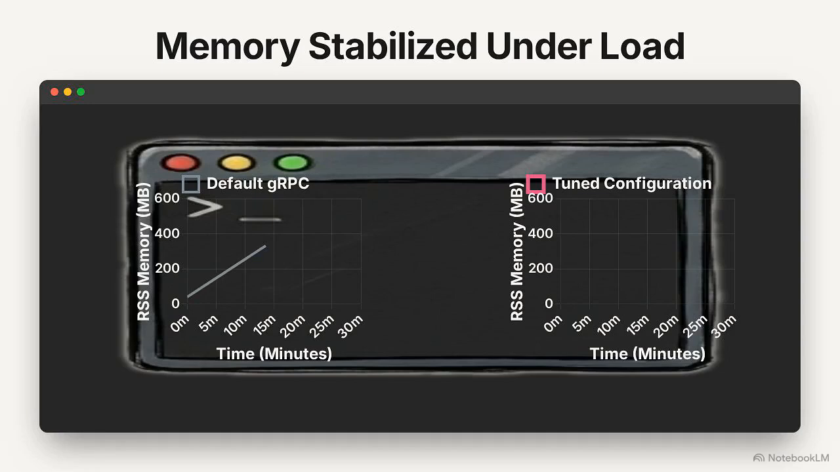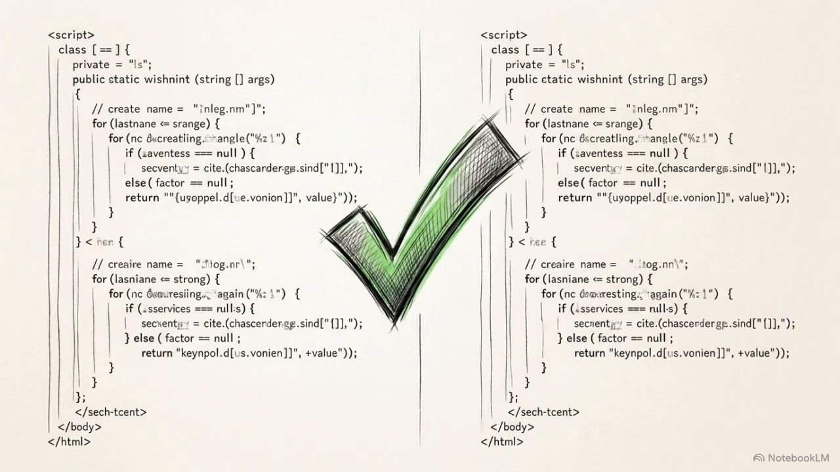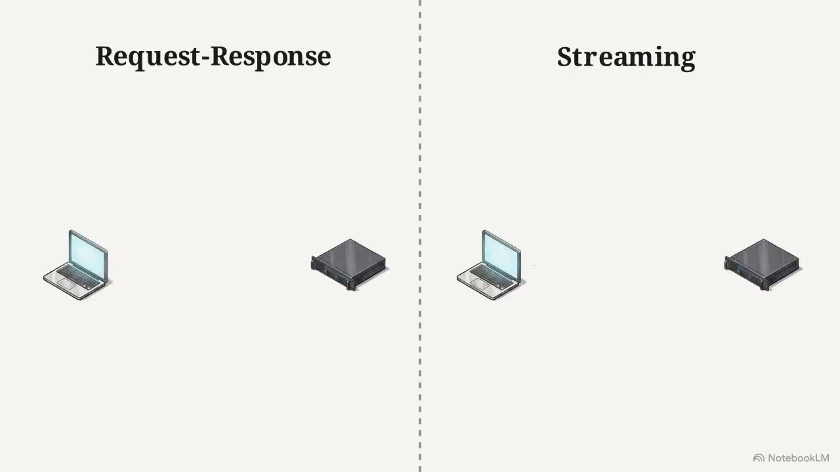On the left is the default configuration hitting the wall at 22 minutes. On the right, the tuned service peaks at 180 megabytes and stays there indefinitely. We achieved this stability without touching a single line of the event processing logic. The business code is identical. This illustrates the structural difference between these two communication models.